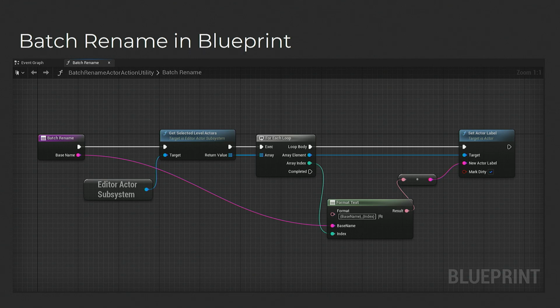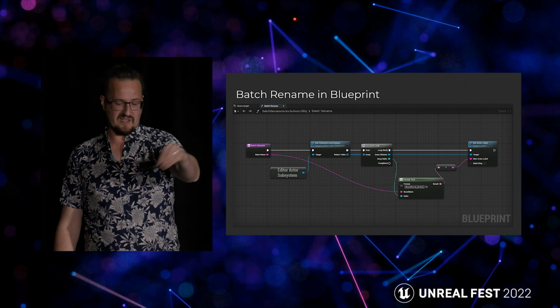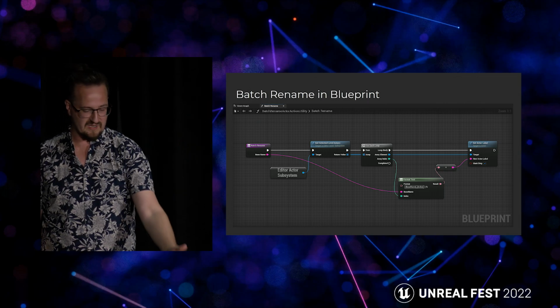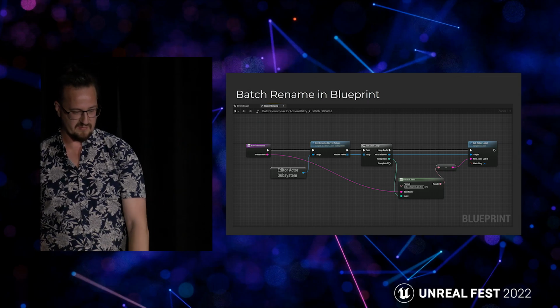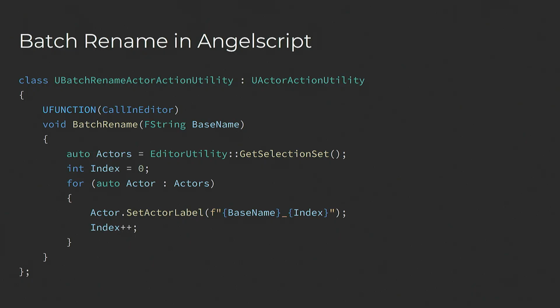This is just a really simple batch rename where we just iterate through the selected level actors and change their name to some format string with an input. So very simple thing. In Angelscript, it looks quite similar to C++. You just declare a class, which is a subclass of actor action utility, because we're just making a utility here. You implement a function, mark it as ufunction, and then just do your code there.